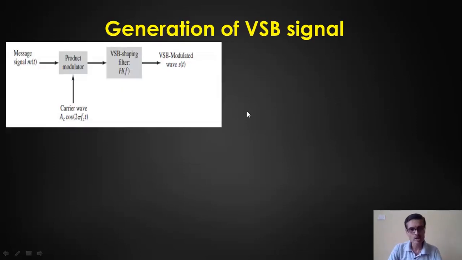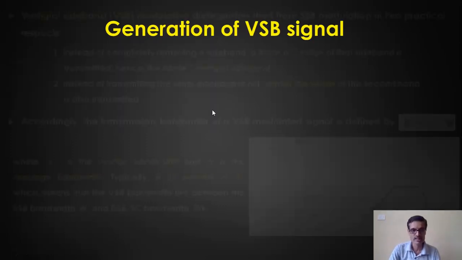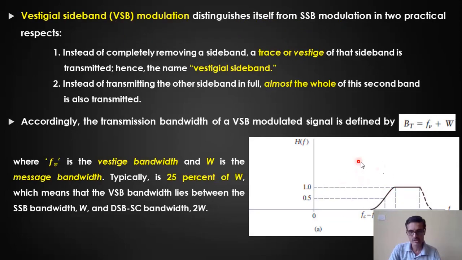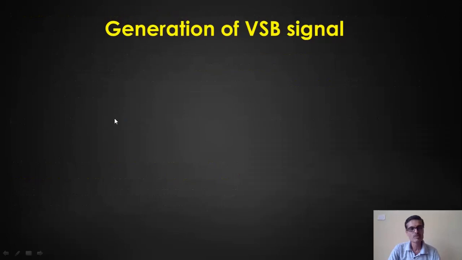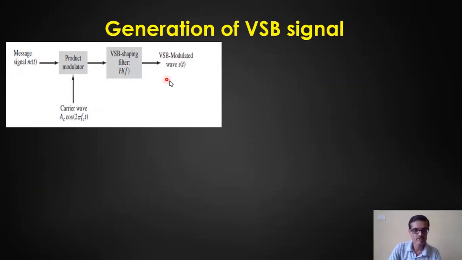This is the block diagram of the vestigial sideband modulator. What I am showing here is a message signal m of t. It is given to the product modulator. The other input for the product modulator is a carrier wave with a frequency of FC and amplitude of AC. The output of the product modulator is given to the vestigial sideband shaping filter, which has the response H of f that I showed in my previous slide. Now the output of that VSB shaping filter is a VSB modulated signal called s of t.